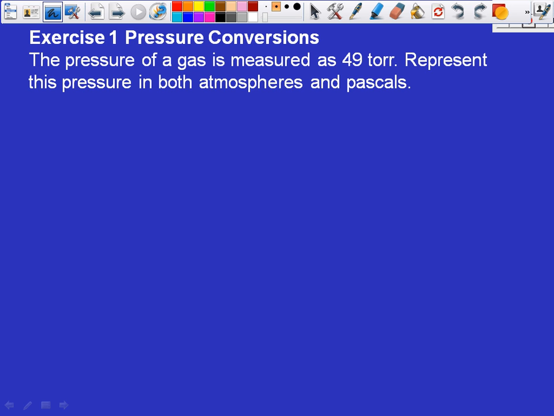Okay? All right, so here's what I want to talk about. The pressure of a gas is measured at 49 torr, represented in both atmospheres and pascals. All right, well, this is what we need to understand.